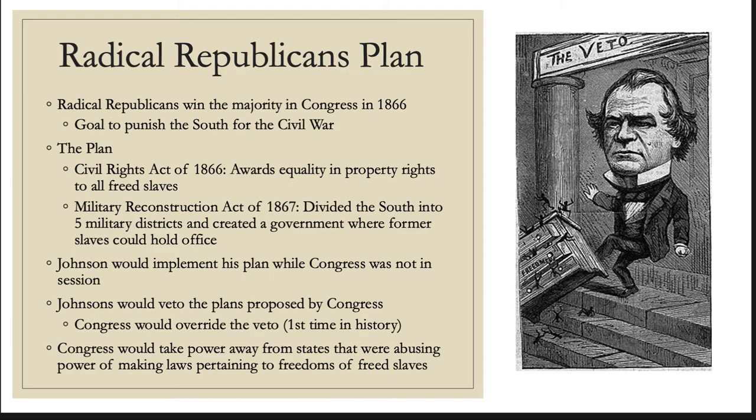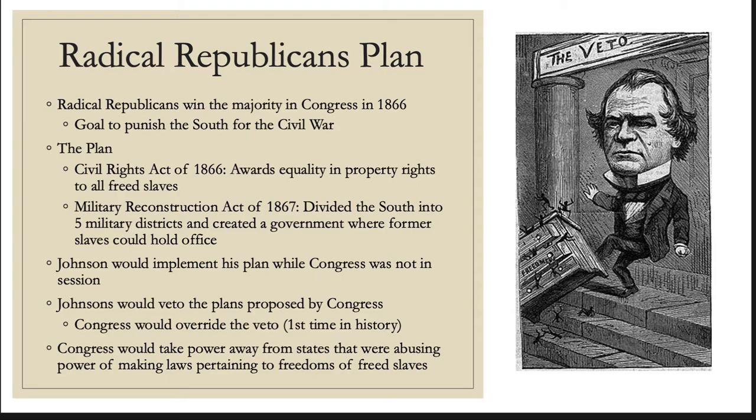Johnson is going to implement his plan while Congress was not in session, because if Congress had been in session, they could have passed laws or proposed laws to kind of go against his. Plus, he's kind of a big baby. He didn't want Congress to fight back against him. So he passes his plan while they're not in session, while they're not there to kind of combat him.